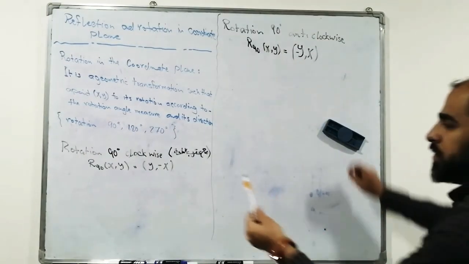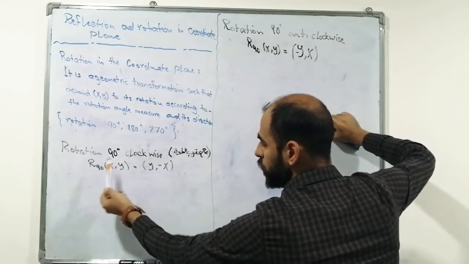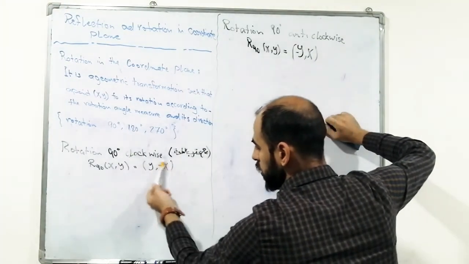Here we have to change x instead of y and y instead of x, then change the sign of the second part.